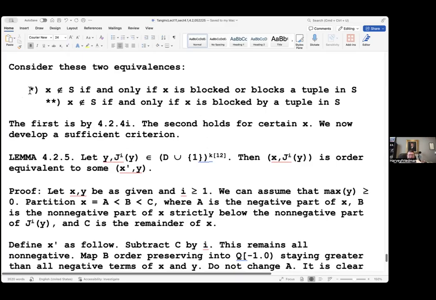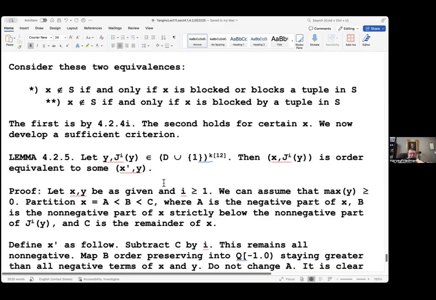However, I'd like to know that if X is not in S, then X is blocked by a tuple in S. That would be very convenient to know, that if X is outside S, then it's actually blocked. Because the blockers are lower, this becomes more like a kind of transfinite induction, which is much easier than what I'm doing. But that only happens for certain X. And we now develop a sufficient condition for this to hold. This is the thing that I took from section 6, the bookkeeping section, and I stuck it in the earlier sections.